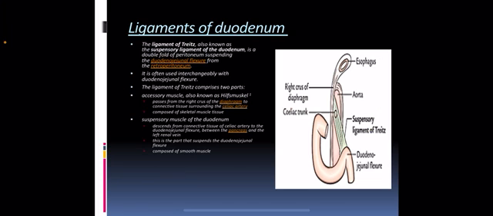Ligaments of duodenum. The ligament of Treitz, also known as the suspensory ligament of the duodenum, is a double fold of peritoneum suspending the duodenal flexure from the retroperitoneum. It is often used interchangeably with duodenal flexure. The ligament of Treitz comprises two parts: accessory muscles, also known as Hilfs muscles, and the suspensory muscle of the duodenum.